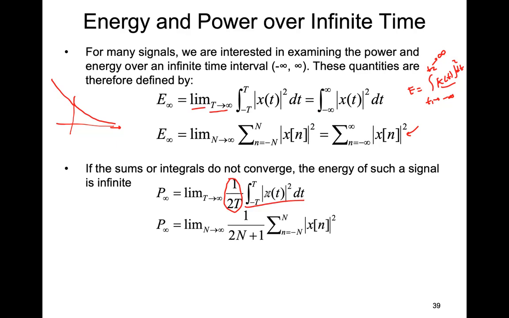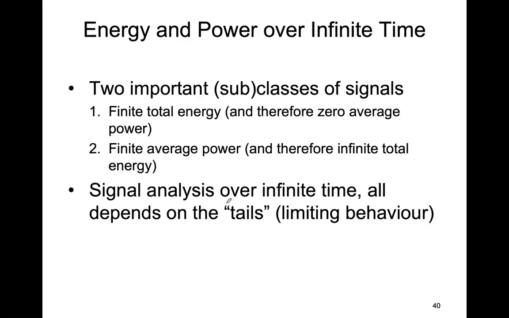This one is like power. If we add everything, instantaneous power, in this interval, it will be total energy, and if we divide by the duration, it will be average power or average energy. So we have to divide by 1/2T, and then if the sums or integrals do not converge, then the energy of such a signal is infinite. So we might have infinite powers, infinite energies in our calculations.